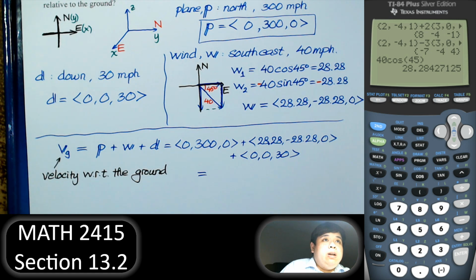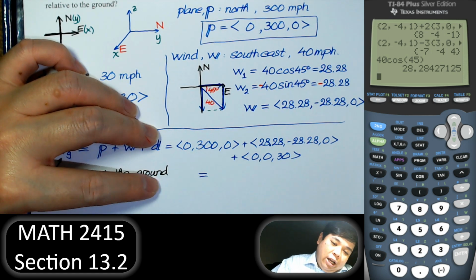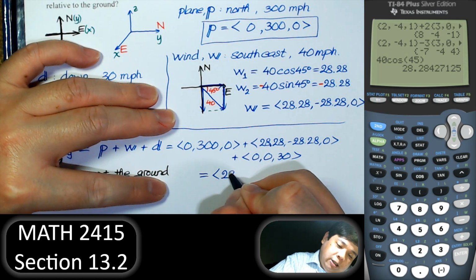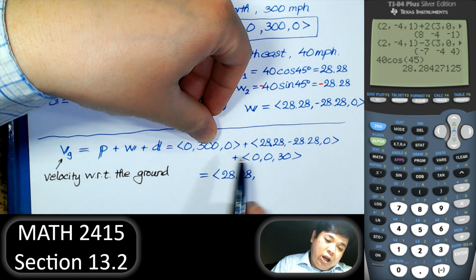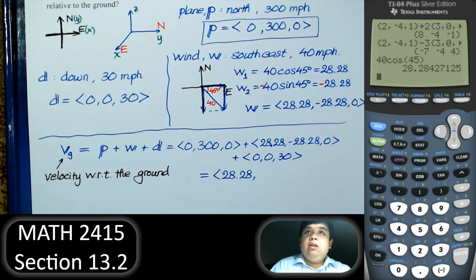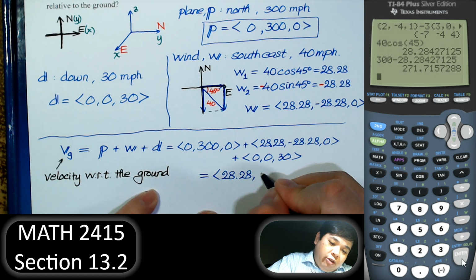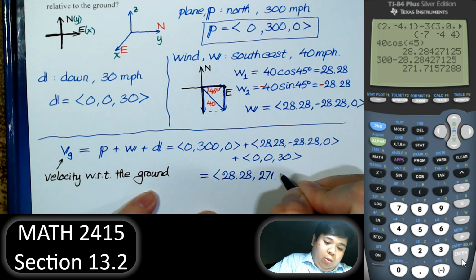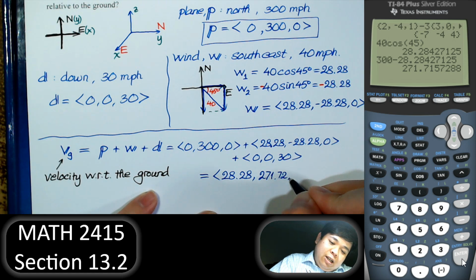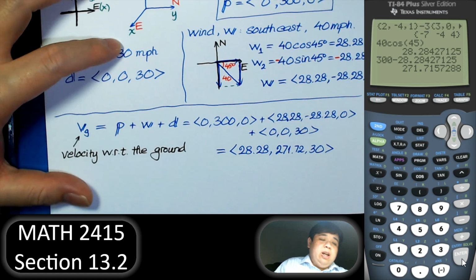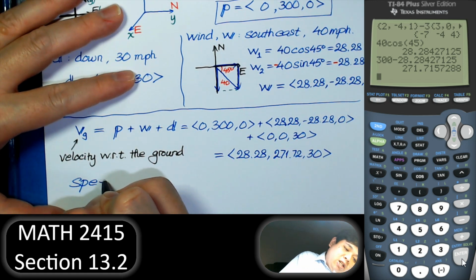So add all of them up, and that's 28.28 on the first component, 300 minus that, to 271.72. That's just 2 decimal places, and then 0, 0, and 30. So that is the velocity.